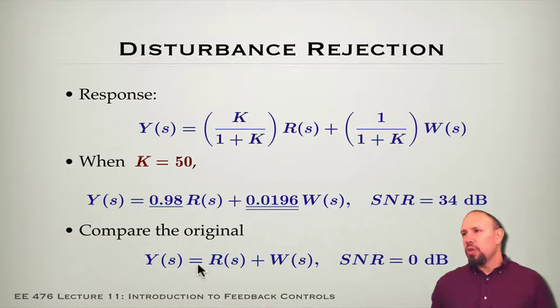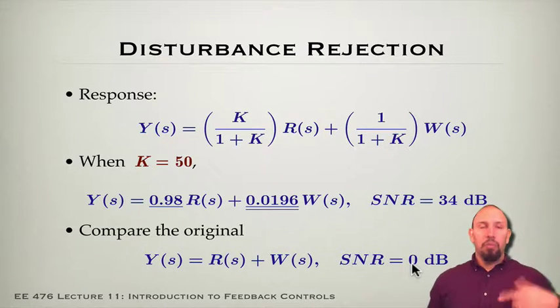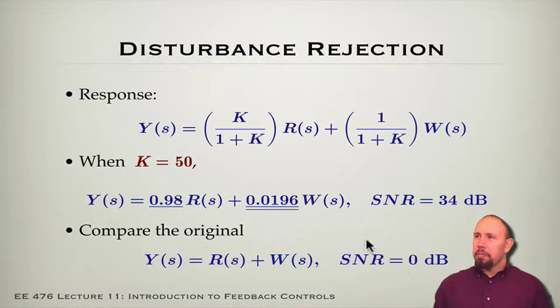So here's the signal, R, the noise is W, and the signal to noise ratio is 0 dB. If I take this signal divided by the noise, I get 1, and when you convert 1 to dB, you get 0 dB. If I take this value divided by this signal to noise ratio, and convert that to dB, I get 34 dB. So I have drastically improved the disturbance rejection by this feedback control.